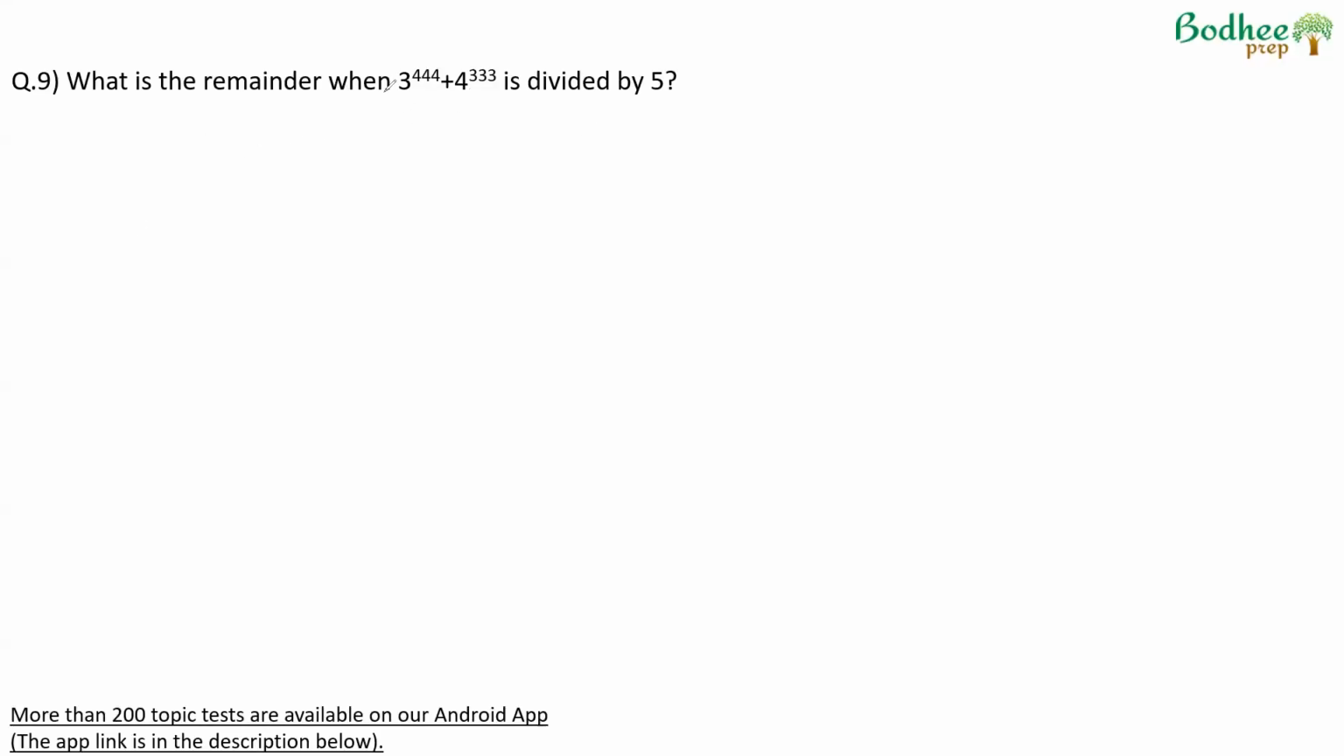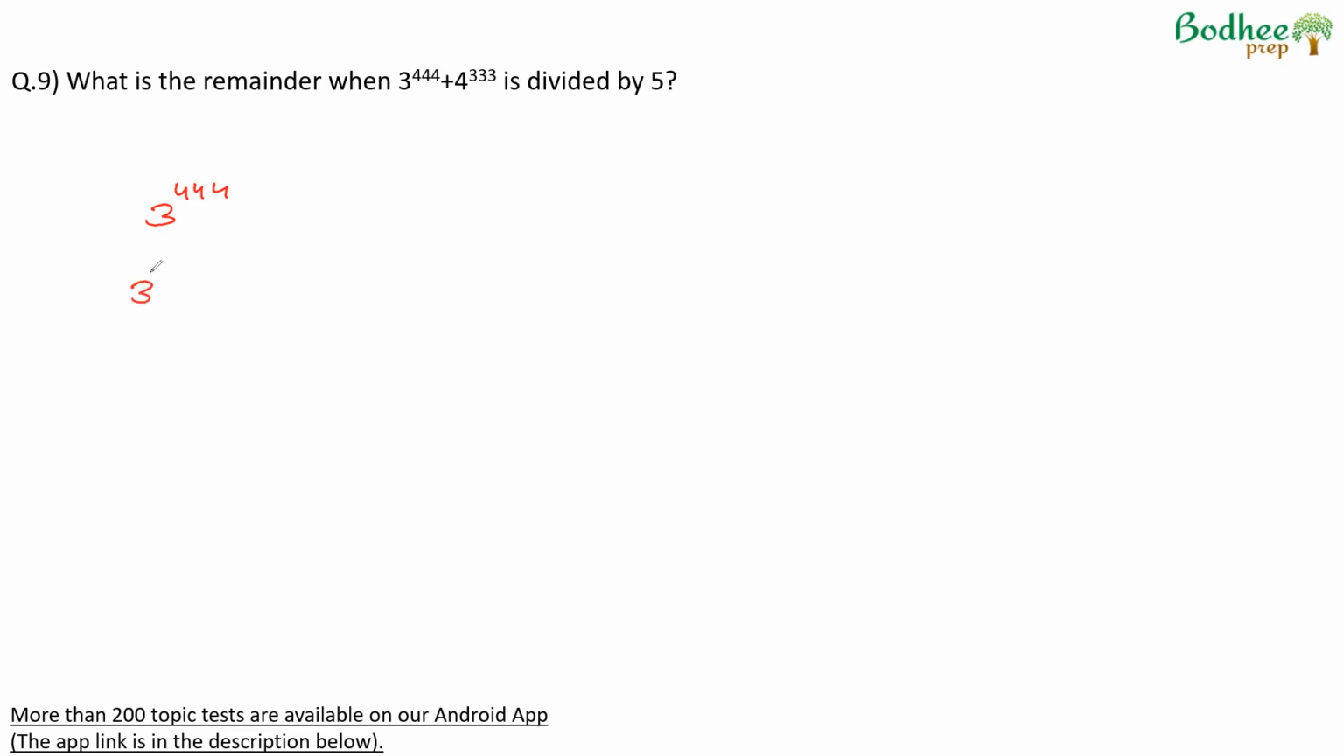What is the remainder when 3 raised to power 444 plus 4 raised to power 333 is divided by 5? First, let us look at 3 raised to power 444. Now, we need a power of 3 close to a multiple of 5. 3 squared is 9, so that can be done.